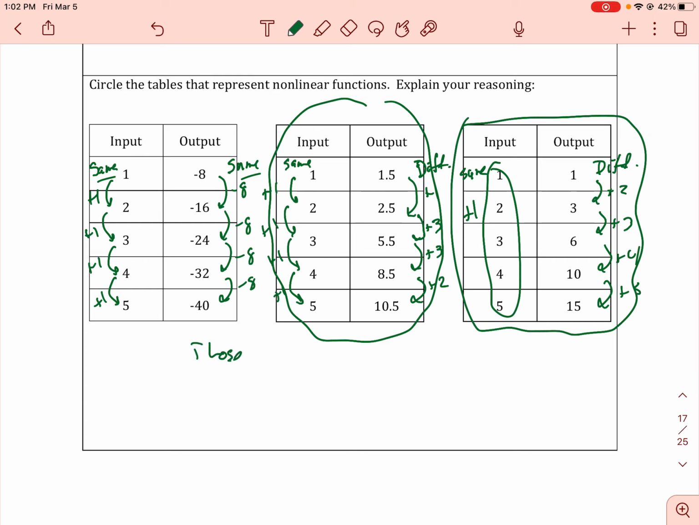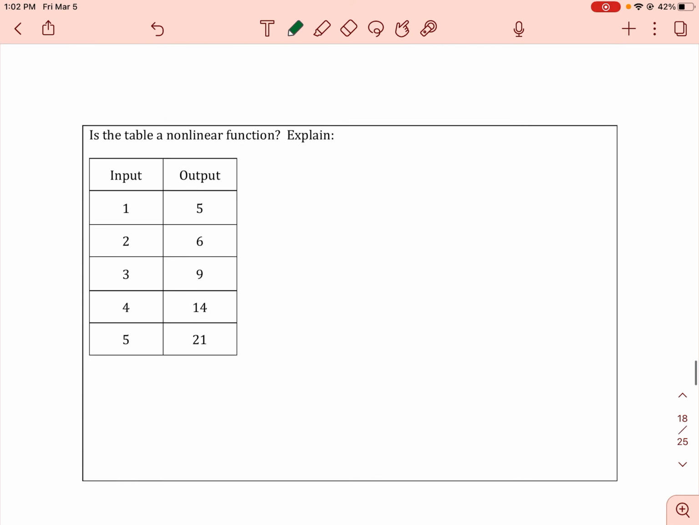Those are linear, or nonlinear, I should say, because we cannot find a constant rate of change. You can't find the slope, so it is nonlinear.